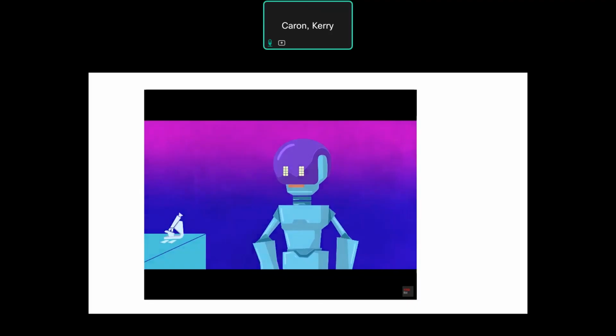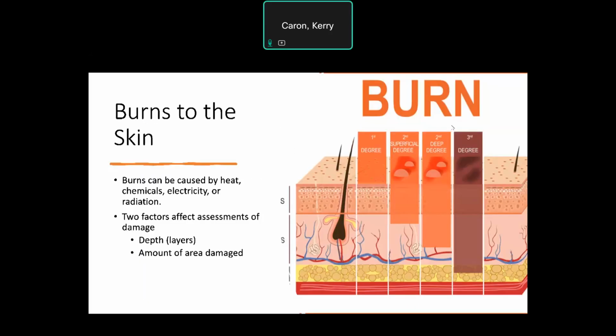Okay. So I think that was a good visual. The last thing we're going to talk about are burns. Burns can be caused by heat, chemicals, electricity, or radiation. There are two factors: how deep the skin is burned, or the area percentage-wise that it is damaged.